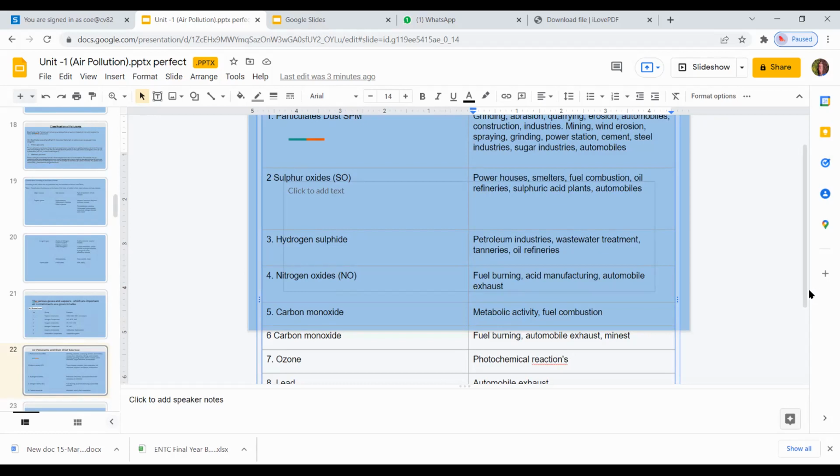Then the third one is hydrogen sulfide. Hydrogen sulfide originates from the petroleum industries, mainly from petroleum industries, wastewater treatment plants, sanitaries and oil refineries. These are the major sources of hydrogen sulfide.